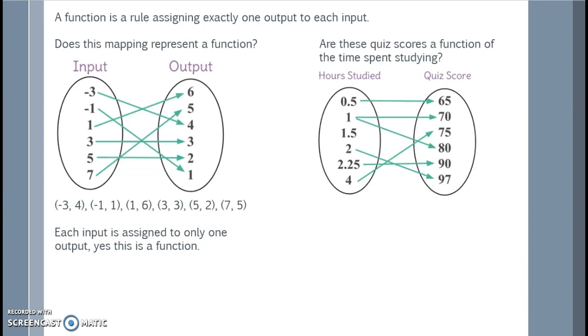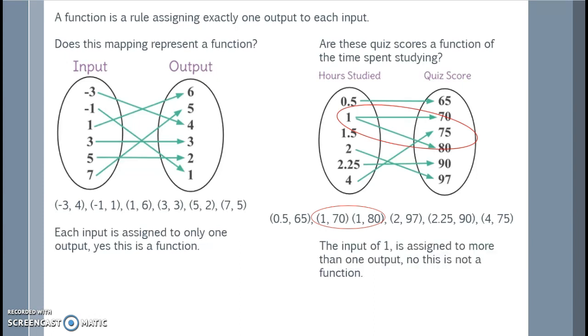Are these quiz scores a function of the time spent studying? In this mapping, I see, according to my ordered pairs, half hour is assigned to 65, 1 hour is assigned to 70 and 80, 2 is assigned to 97, 2 1/4 is assigned to 90, and 4 is assigned to 75. In this instance, I see that 1 is assigned to both 70 and 80. Since the input of 1 is assigned to more than one output, no, this is not a function.